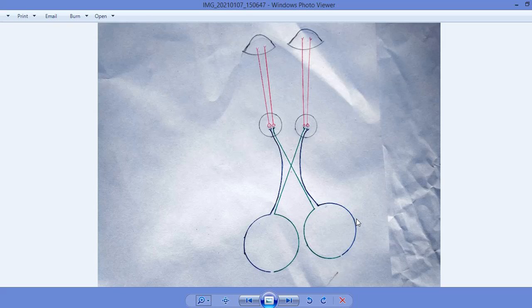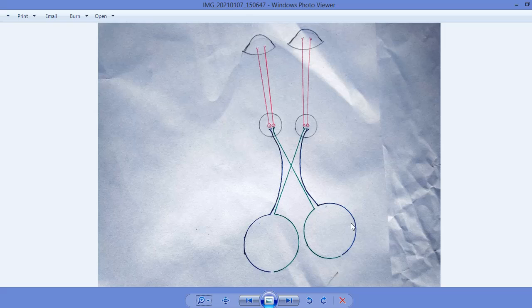But this is not so simple. The retina is having two sides. The retina which is adjacent to the temporal side, or lateral side, is called temporal retina, and the retina which is near to the nose, on the nasal side or central side, is called nasal retina. So over here, once again, this is nasal retina and this is temporal retina.